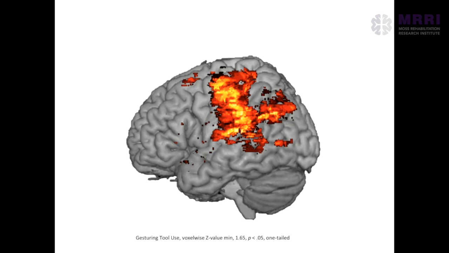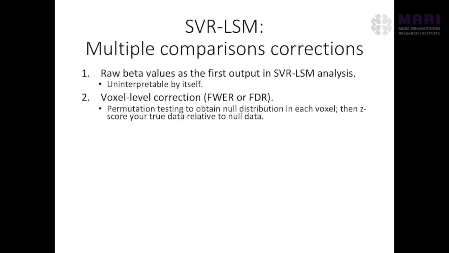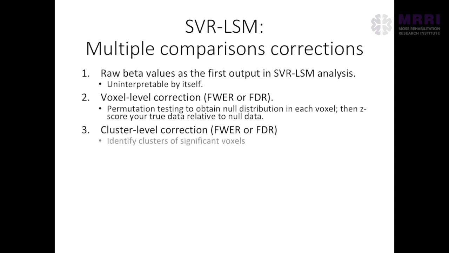And so what you'll notice is that there are large clusters, but then you also have some smaller voxel little blips on the radar here. And so intuitively, you may want to consider doing additional cluster level correction. So at the individual voxel level, these are significant, but the question is, do these form coherent, contiguous clusters of voxels? And so there are several ways to do that, okay? Both with custom scripts that we've written and also internal to the SVR-LSM toolbox. So I'm going to talk about some of the custom-made scripts that we've written.